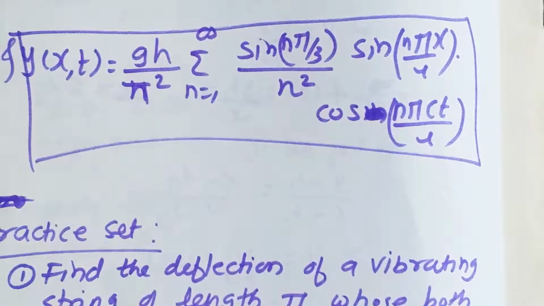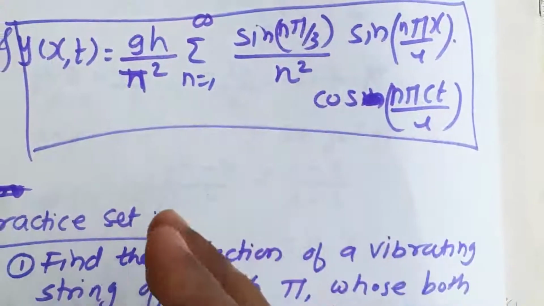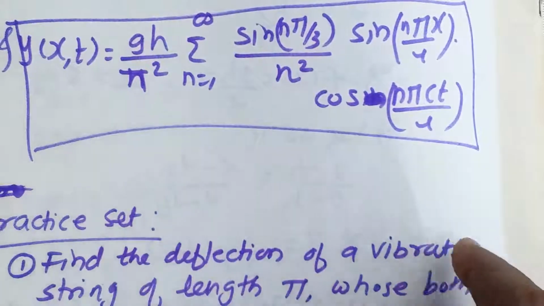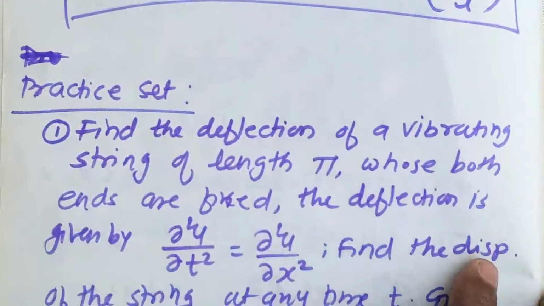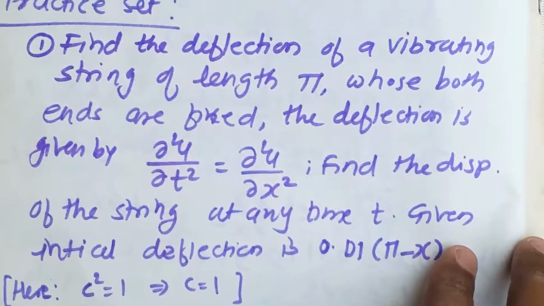Only sometimes velocity will be a function of x, sometimes displacement will be a function of x. Accordingly you need to change your procedure. Okay. Now some examples for practice. This is example 1.